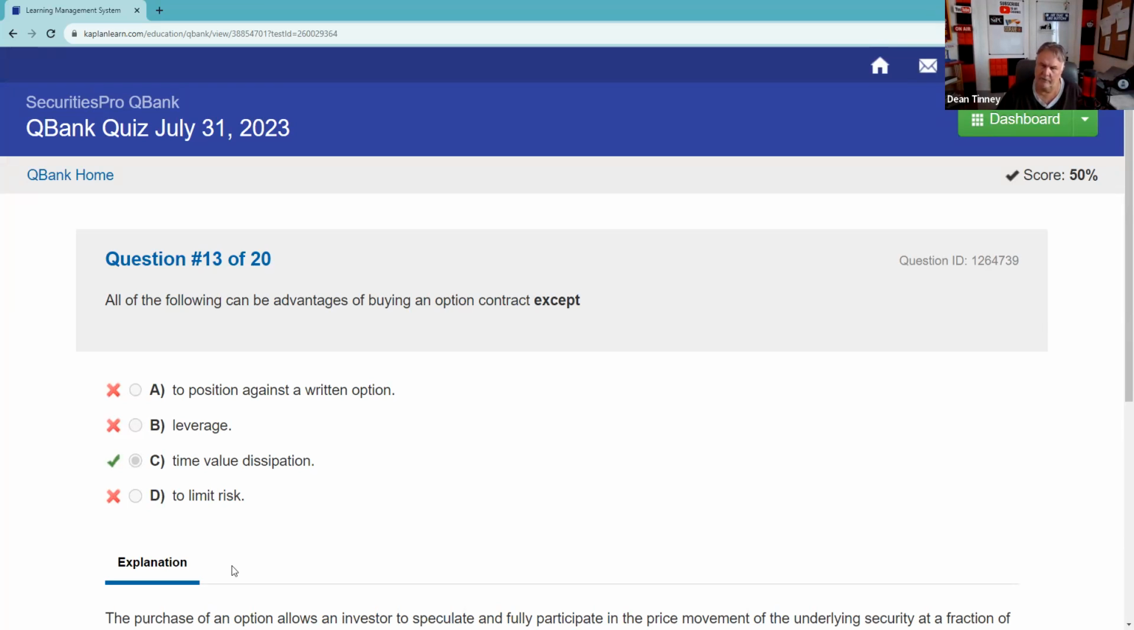Time value erodes. At expiration, an option is only worth its intrinsic value. If the contract has intrinsic value, it will be exercised. If it has no intrinsic value, it'll expire worthless. Now, I try not to be too much of a stickler, but I'm under no obligation on the test to tell you whether an option contract got exercised at expiration or whether it expired.